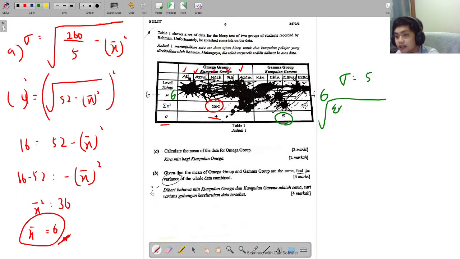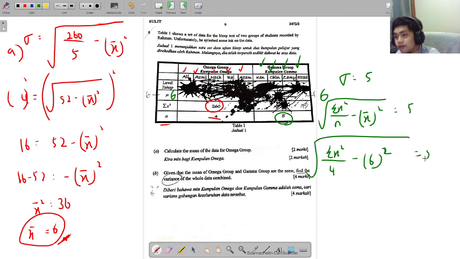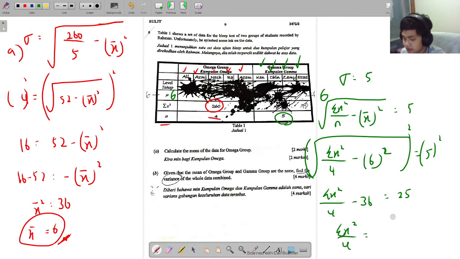Square root of summation x square over n minus mean square equals 5. I don't know the summation x square, but I know that they have 4 people here: 1, 2, 3, 4. Minus mean, which is 6, square root equals 5. So I can make summation x square my subject. Squaring both sides, summation x square over 4 minus 36 equals 25. Summation x square over 4 equals 25 plus 36, 61. And summation x square equals 244.